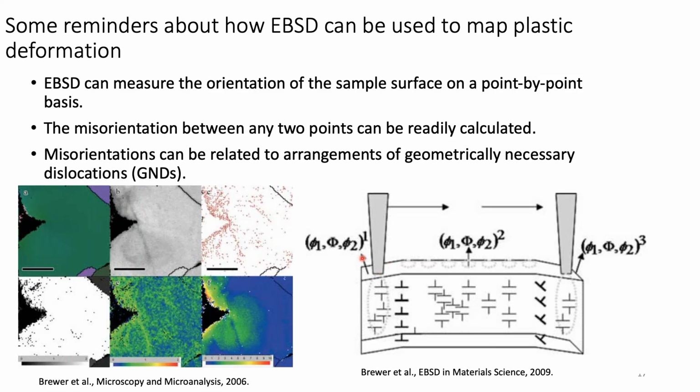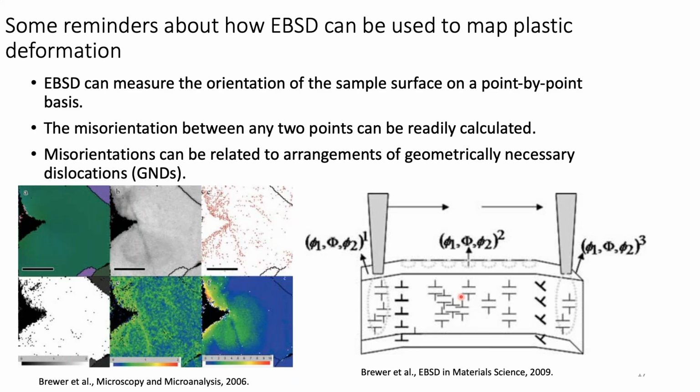Now, there are other kinds of dislocations, statistically stored dislocations, and those have a zero net Burgers vector. So when I march across here with my electron probe, I don't actually measure any misorientation or rotation of the crystalline lattice, but there's still dislocations. So that's just something to keep in mind.